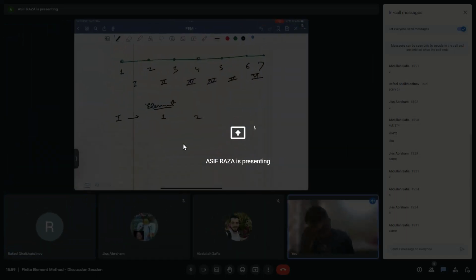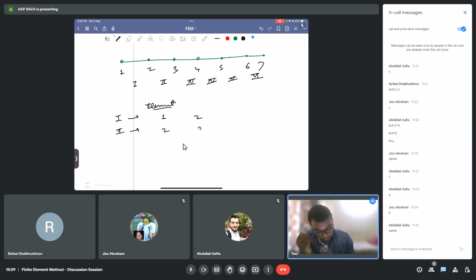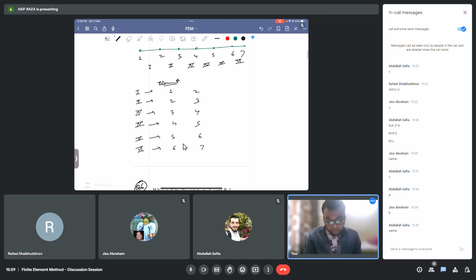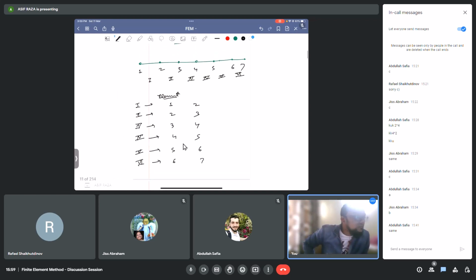So it should be like this, I think: 2 to 3, 3 to 4, 4 to 5, 5 to 6, and 6 to 7. This should be because if it has the same numbering scheme as MATLAB, where numbering starts from 1, then node numbering should be like this, and elements should be like this.